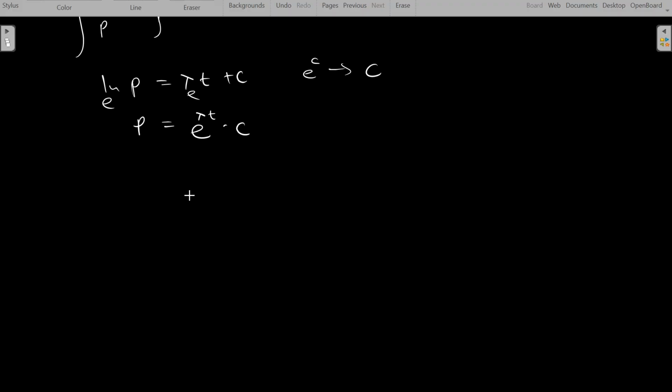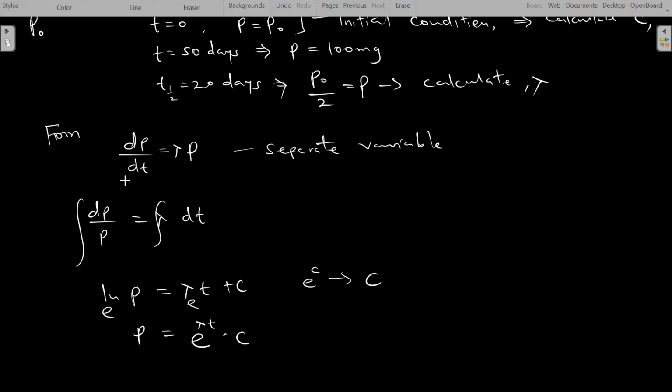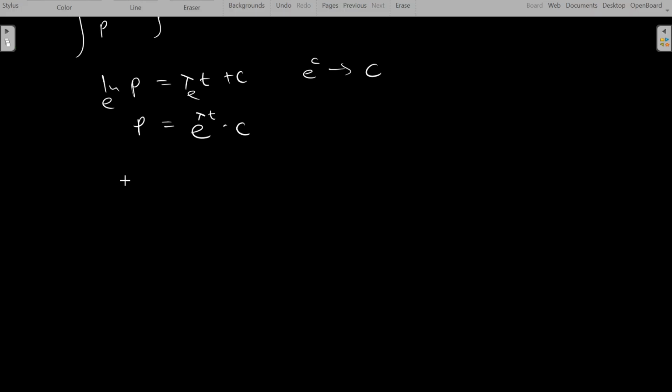So for us to find C, we had our initial condition. Check my video on the initial value problem. So for us to get our C, let's use the initial condition. We were saying time equals 0 when P equals P0. Substituting these into this equation, when time equals 0, we should get P0.